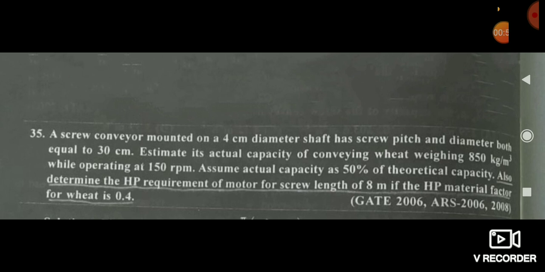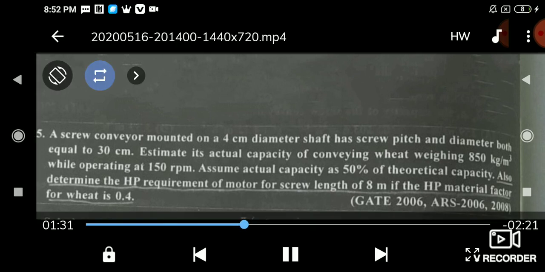Here it is saying about a screw conveyor. The pitch and the diameter of the screw conveyor are given, and the shaft diameter is 4 centimeter. The actual capacity is 50% of the theoretical capacity, the density is 850 kg per meter cube, the speed is 150 RPM, the material factor is 0.4, and the screw length is 8. It is asking about the HP, meaning it is asking about the power.